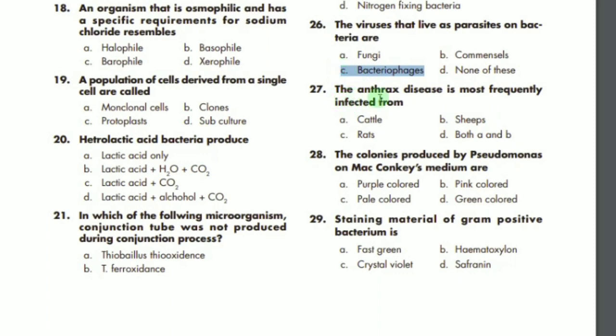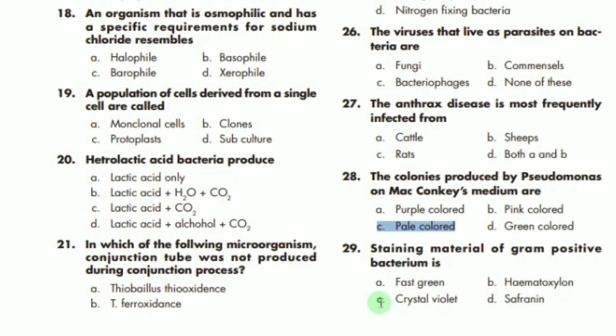MCQs number 27 says that the anthrax disease is most frequently infected from, so it is mostly infected from cattle as well as from sheep. So D is the correct option, both A and B. MCQs number 28 says that the colony produced by Pseudomonas on MacConkey agar. So Pseudomonas mostly produces the pale colorless colony. So C is the correct option, pale colored colony. MCQs number 29 says that the staining material of the gram-positive bacterium is, so the correct option is C, crystal violet.